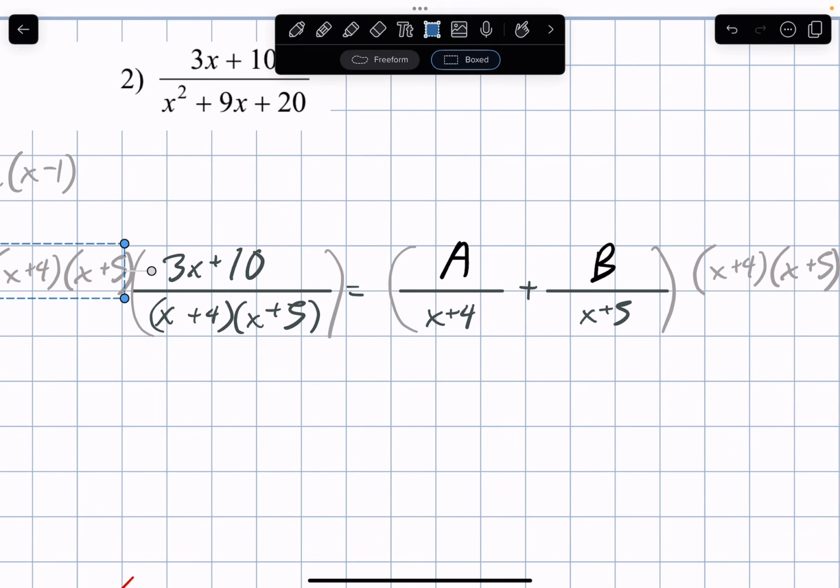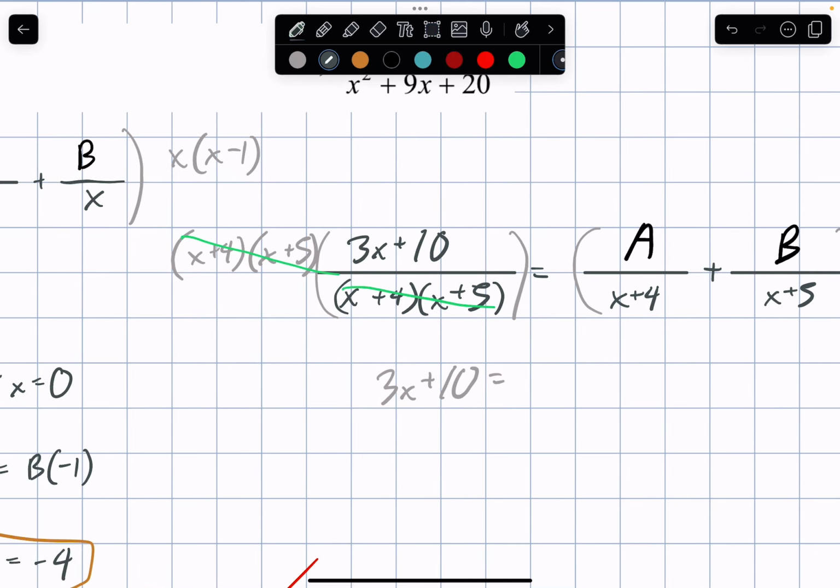Okay, other side. And then 3x plus 10. These guys eliminate each other.